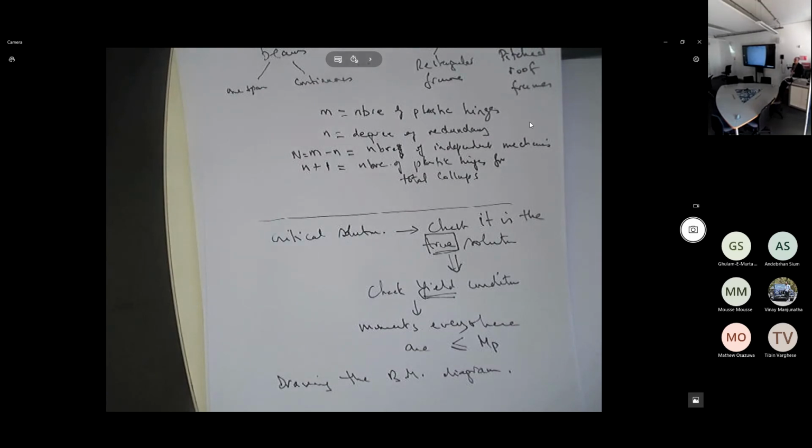Lower bound: when the yield and equilibrium are satisfied. When you have the equilibrium, it is always satisfied. Now you've got the other two conditions: the equilibrium, the yield, and the mechanism. If the equilibrium and the mechanism are satisfied, and not the yield condition, what solution is that? An upper bound solution. And if the yield and the equilibrium are satisfied, but not the mechanism, you have a lower bound solution.